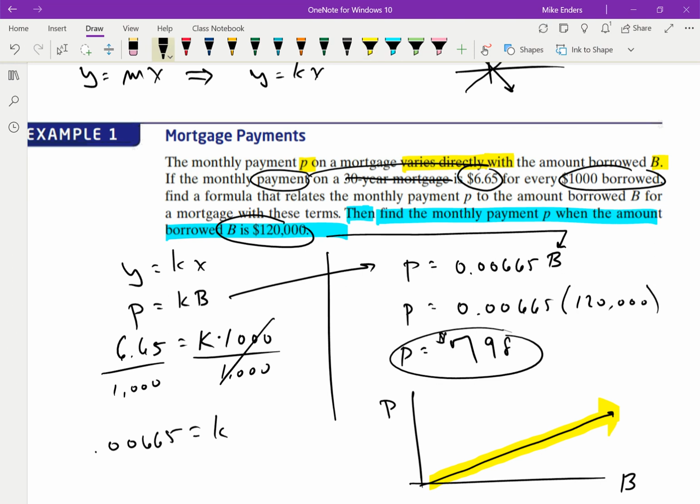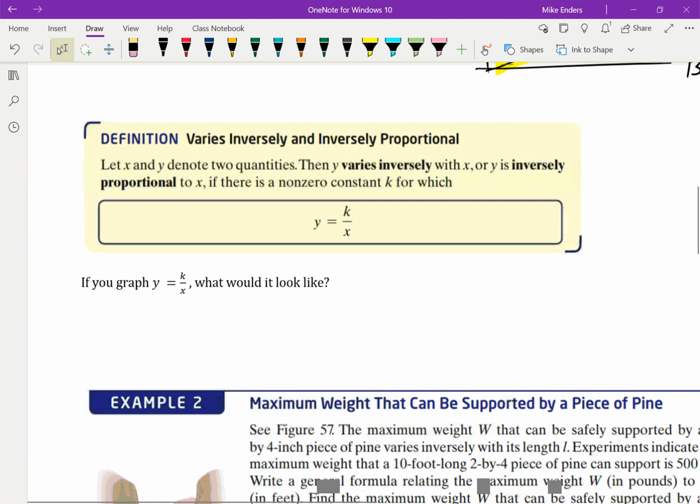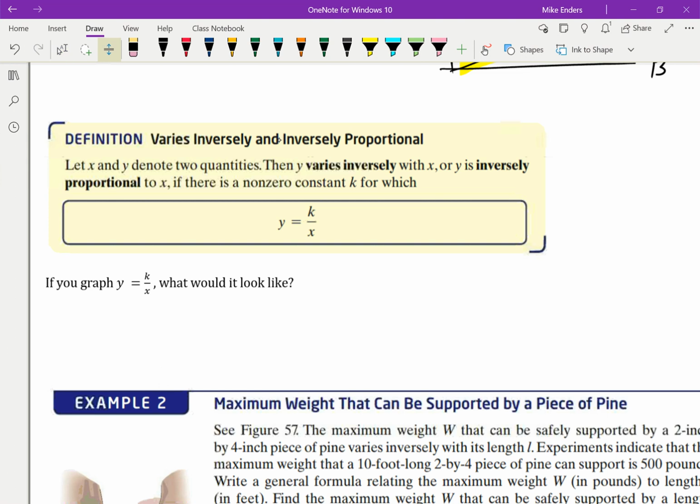One of the things that hopefully we should see in mathematics is that the mathematics should not complicate what we think about in real life, and real life should not complicate mathematics. They should go hand in hand. So that's a direct proportion. How about an indirect proportion?